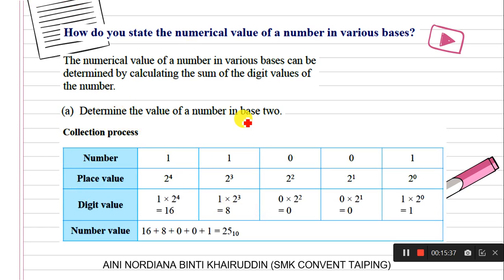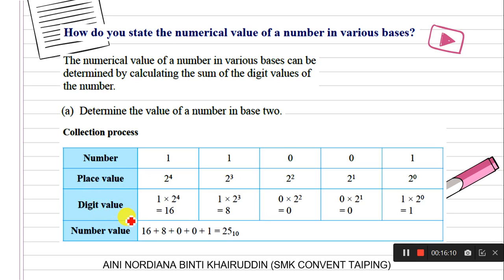Determine the value of number in base 2. So this, we call it the collection process. So here we have 4 rows. The first row, you write the question, the number in base 2. The second row, you write the place value. Okay. Next, the third row, you write the digit value.